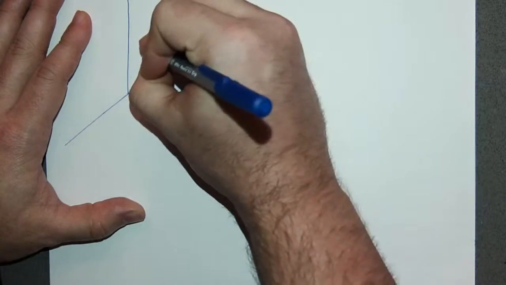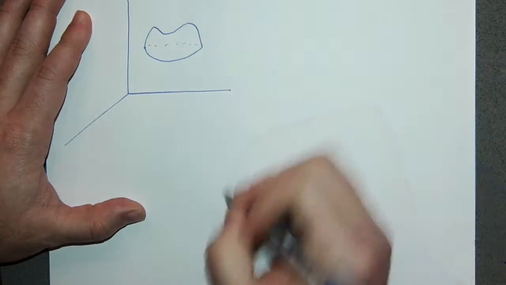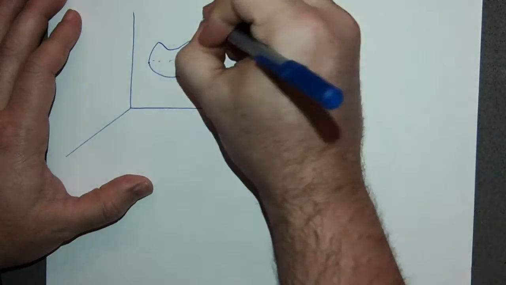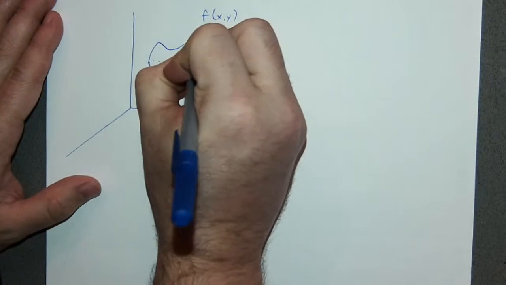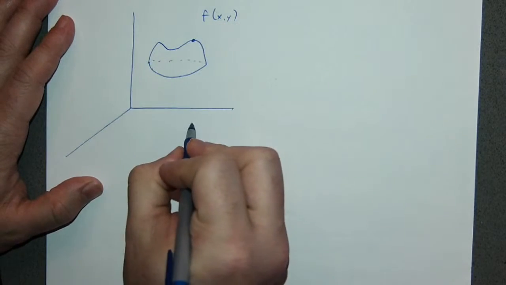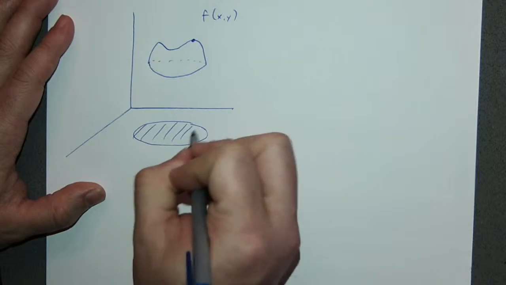So as I mentioned before, think about what the graph of an f of x y looks like, right? So the graph of some function of two variables might look like this. Okay, and so at a point like here, right, so let's say down below, here's my domain, right?